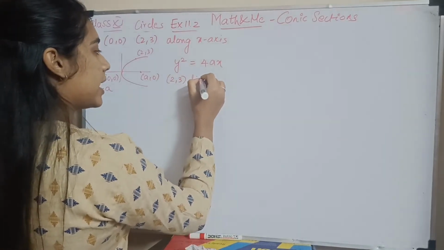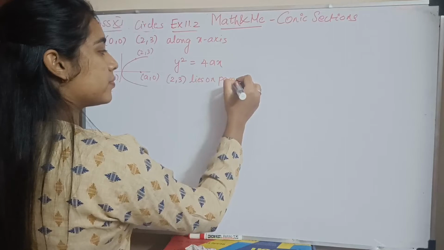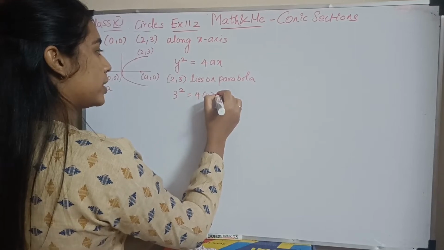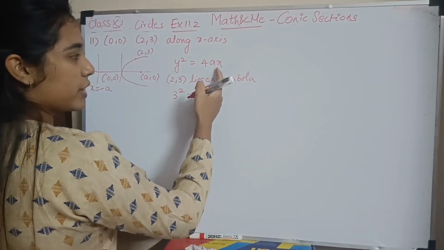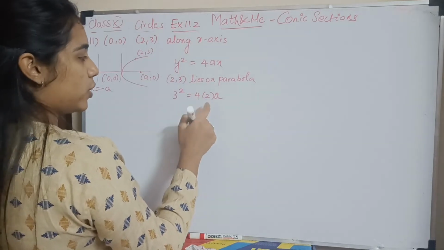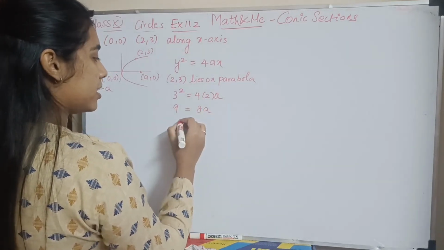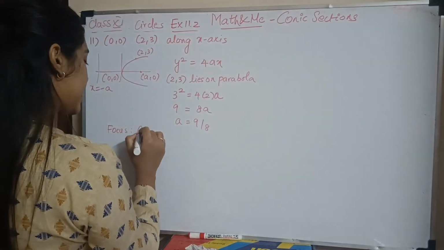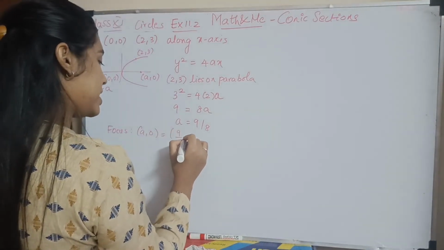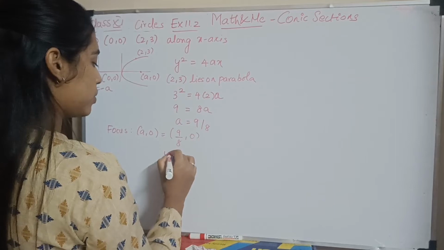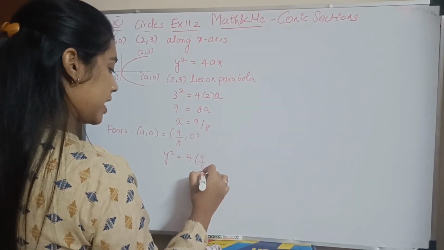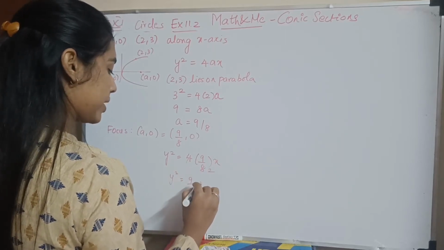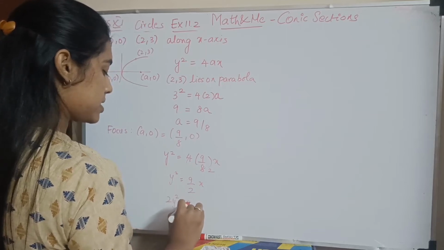So 2 comma 3 lies on the parabola. On substituting the values, I have 3 square equals 4 times 2 into a. Okay, this time I am substituting for x and y, not a. So I have 4 times 2 into a. So 9 equals 8a. So a equals 9 by 8. So your focus is a comma 0, which is 9 by 8 comma 0. So what does my equation look like? y square equals 4ax. So this gets cancelled. I have y square equals 9 by 2 x. I can also write it as 2y square equals 9x.